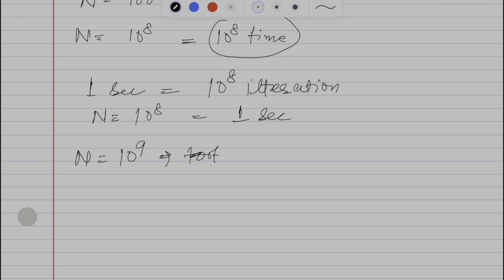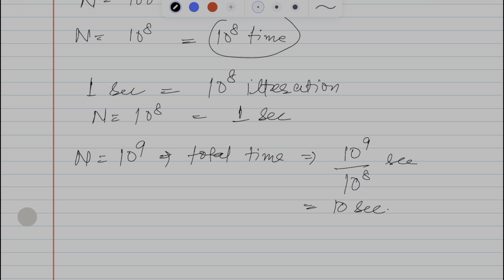So the total time will become 10 to the power 9 divided by 10 to the power 8 seconds, which is equal to 10 seconds. So if we take a number which is 10 to the power 9 to find whether it is prime or not, 10 seconds will be taken by the machine to execute the whole algorithm. This is fine, 10 seconds is fine.